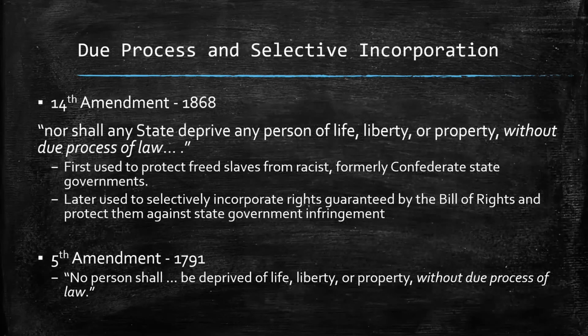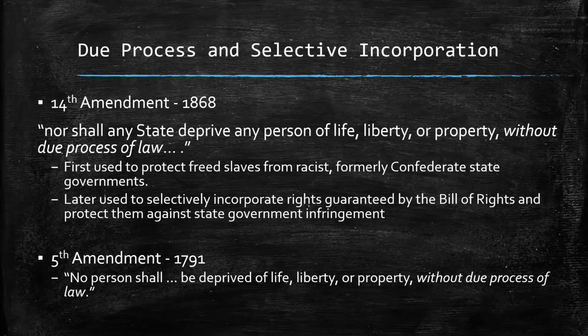These Reconstruction Amendments were very specifically intended to apply to state governments. So whereas the Bill of Rights very specifically and intentionally applied just to the federal government, the 13th Amendment, 14th Amendment, and 15th Amendment are written to protect rights as against the state governments, particularly the former Confederate states. The Reconstruction Amendments, particularly the 14th Amendment, are broadly worded and don't reference freedom of speech or probable cause or search and seizure limitation.